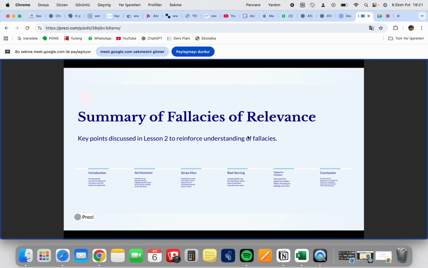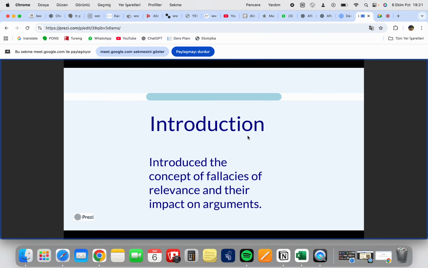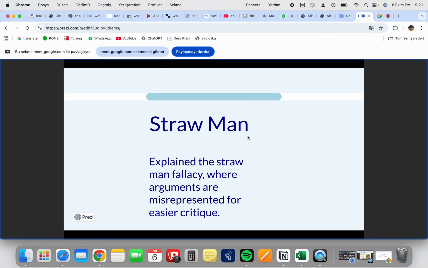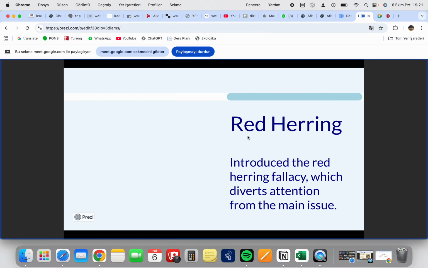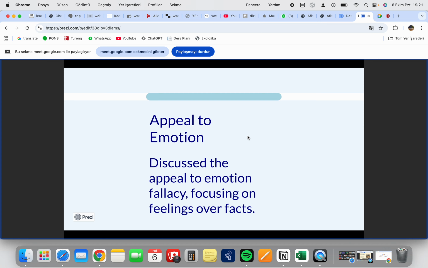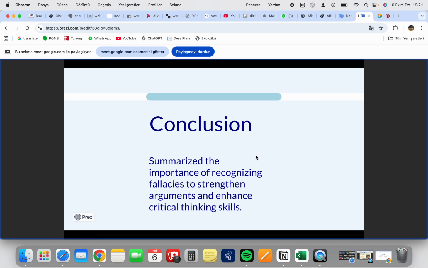Ad hominem was attacking the person. Straw man was misrepresenting the argument in a short way. Red herring was changing the topic. Appeal to emotion was using feelings instead of facts. And we said appeal to authority means trusting irrelevant experts, and appeal to popularity means following the crowd.